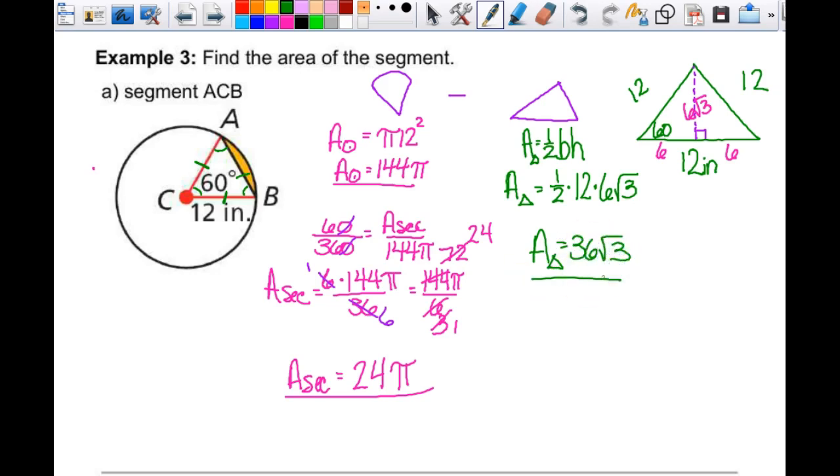Now I have my two pieces, right? So all I needed to do was find the area of the sector, find the area of the triangle, and now I have to subtract them, right? So I'm going to do this over here. So the area of my segment is equal to sector minus triangle, that's 24 pi, minus 36 square root of 3. What do the units look like?